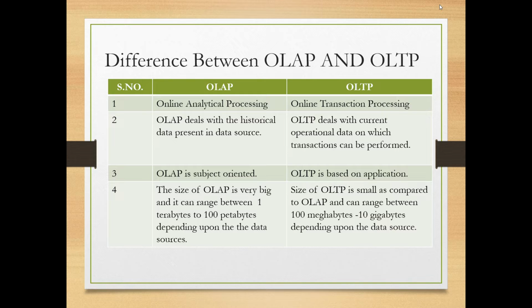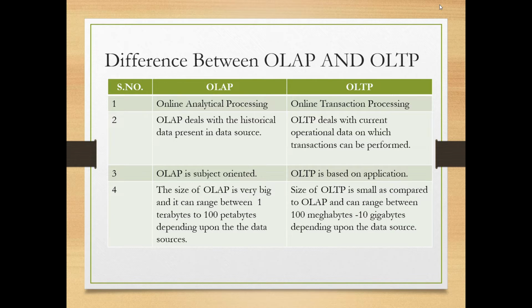What are the differences between OLAP and OLTP? OLAP और OLTP में क्या difference है? First of all, OLAP stands for Online Analytical Processing and OLTP stands for Online Transaction Processing. OLAP deals with the historical data present in the data source and OLTP deals with the current operational data on which transactions can be performed. जो OLAP होता है basically data warehouse में the data that is stored in the data warehouse is historical, also subject oriented.